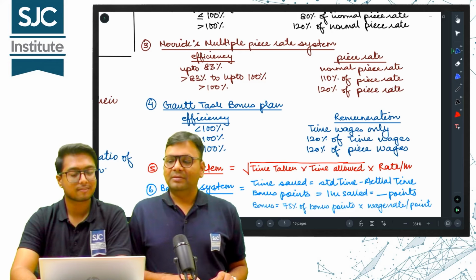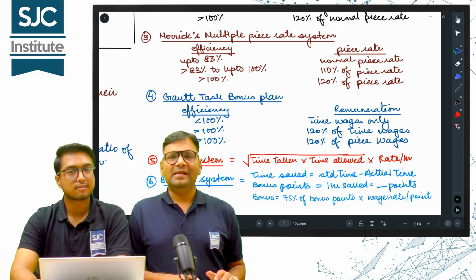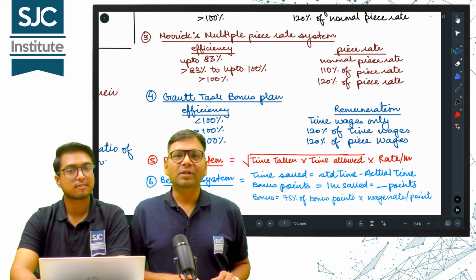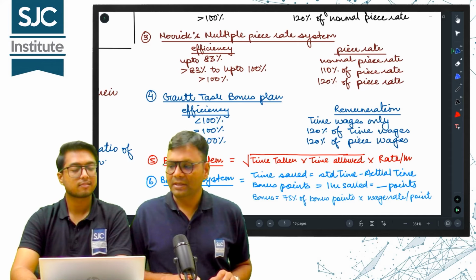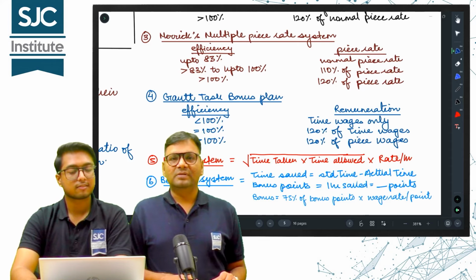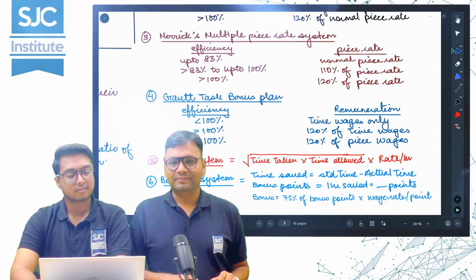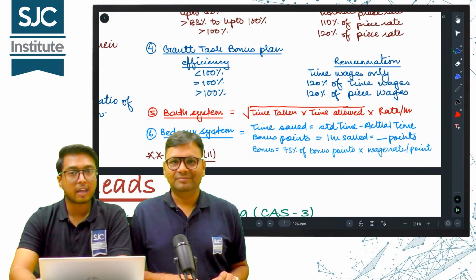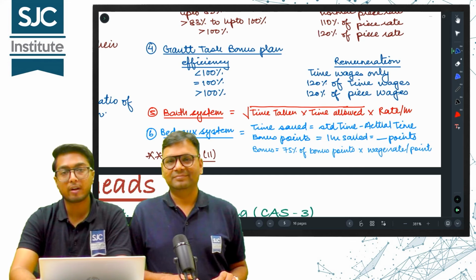Fourth is Gantt task bonus plan. Here it is said that efficiency, if it is less than 100%, that means if the workers are inefficient, then they should get only time wages, and if workers are exactly equal to 100% efficient, then they should get 20% bonus over time wages, and if the efficiency of the worker is more than 100%, then they should get 20% bonus on piece wages.